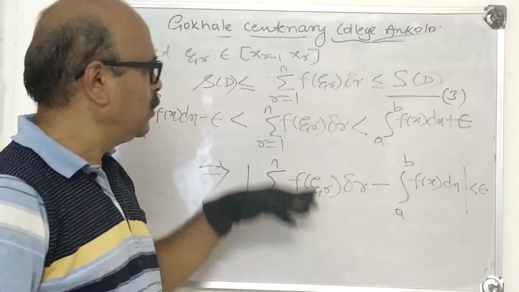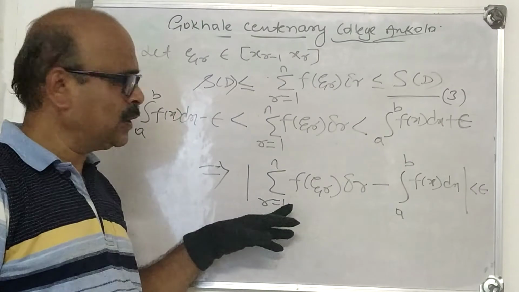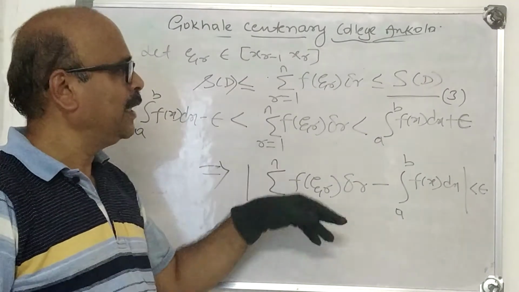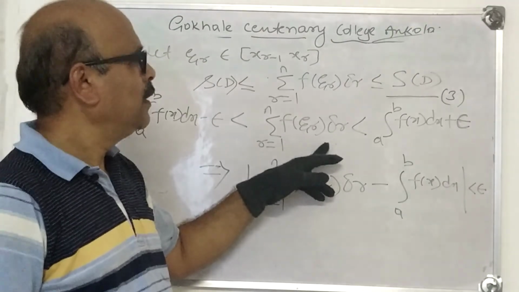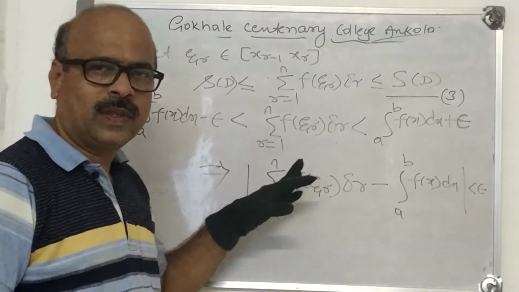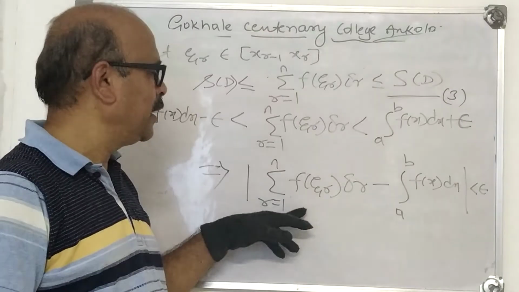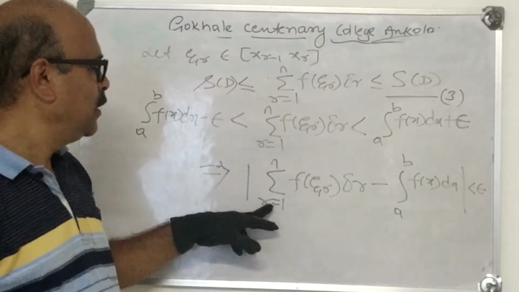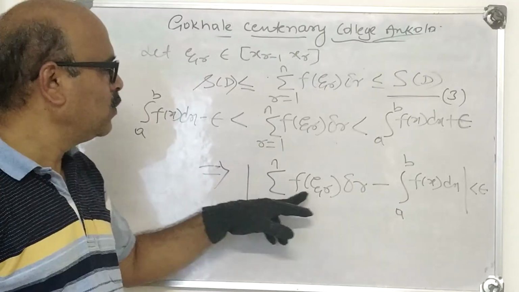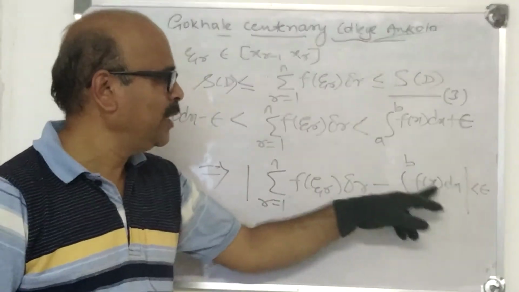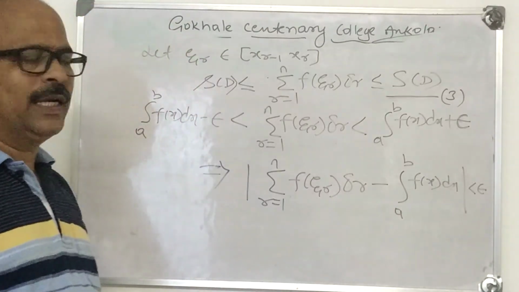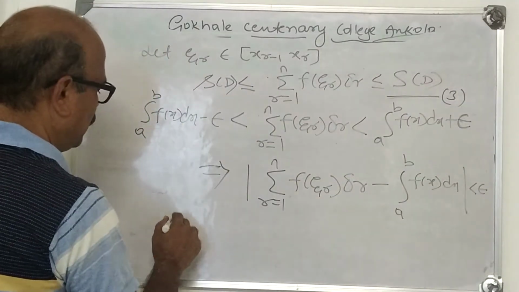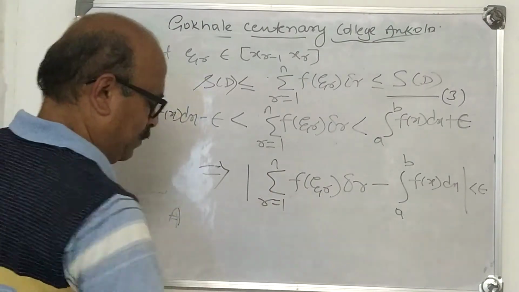What is the theorem therefore? If the function f(x) is bounded and integrable, then for epsilon greater than 0 there exists delta, so that for all divisions whose norm is less than or equal to delta, there exists xi_r belonging to [x_(r-1), x_r], so that the modulus of the sum from 1 to n of f(xi_r) delta_r minus the integral from a to b of f(x) dx is less than epsilon. Now this theorem suggests an alternate definition.